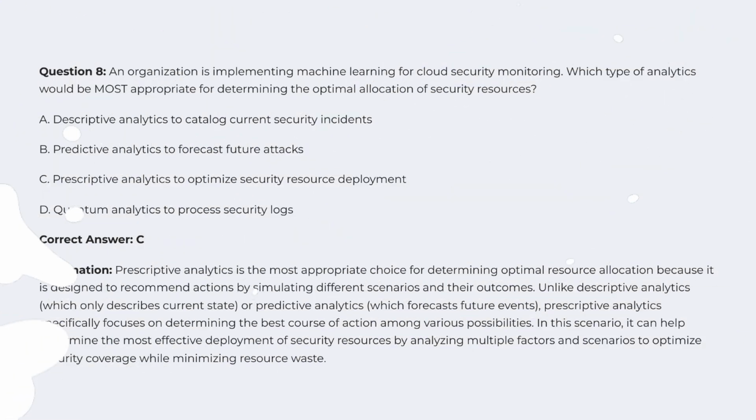Correct answer, C. Explanation: prescriptive analytics is the most appropriate choice for determining optimal resource allocation because it is designed to recommend actions by simulating different scenarios and their outcomes. Unlike descriptive analytics, which only describes the current state, or predictive analytics, which forecasts future events, prescriptive analytics specifically focuses on determining the best course of action among various possibilities. In this scenario, it can help determine the most effective deployment of security resources by analyzing multiple factors and scenarios to optimize security coverage while minimizing resource waste.